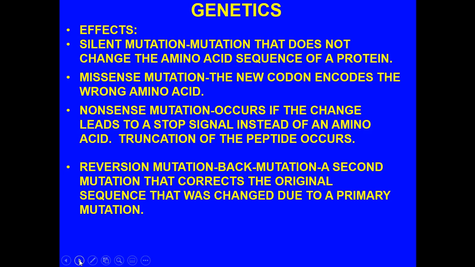A missense mutation is where a new codon encodes the wrong amino acid. You started off with serine, now you end up with lysine. Oops! Nonsense mutation occurs if the change leads to a stop signal instead of an amino acid. This leads to truncation, think of it as a cutting short of the peptide. So instead of arginine, arginine, glycine, glycine, leucine, you have arginine, arginine, and then nothing, because that change turned into one of the three stop signals.